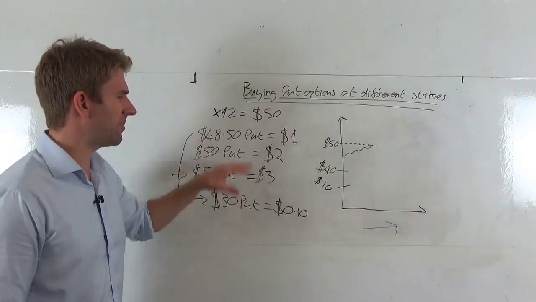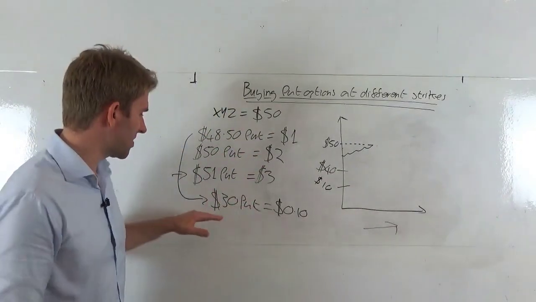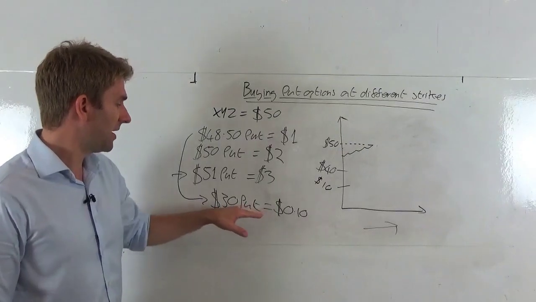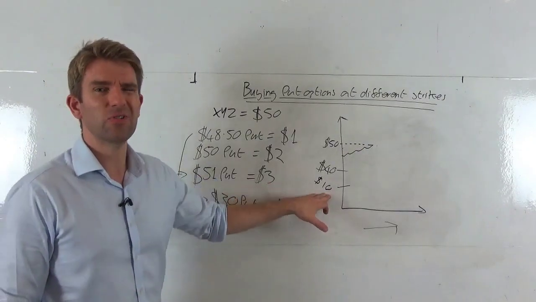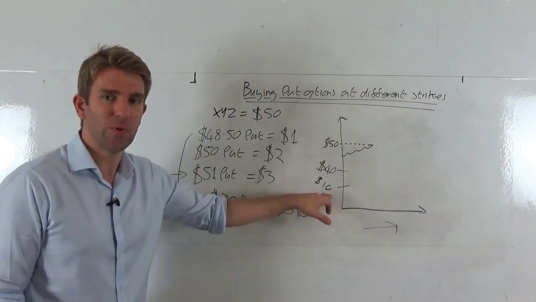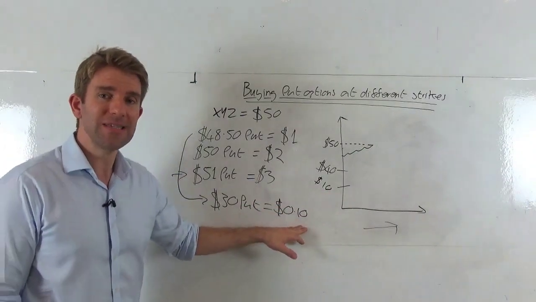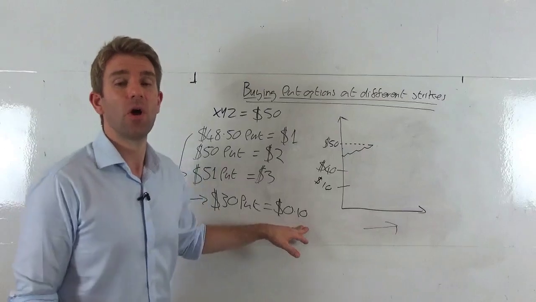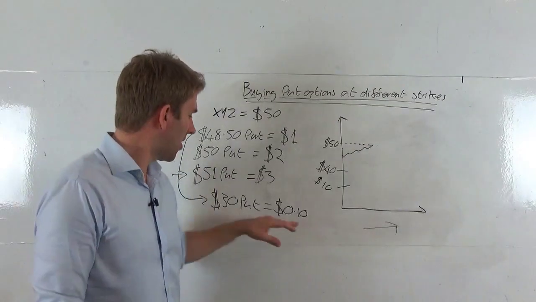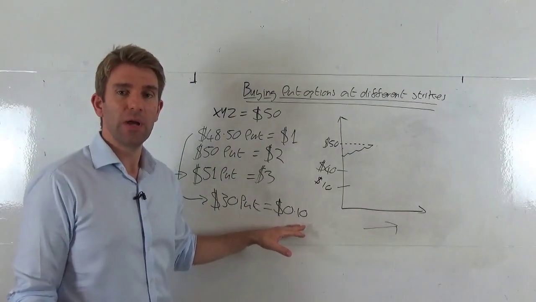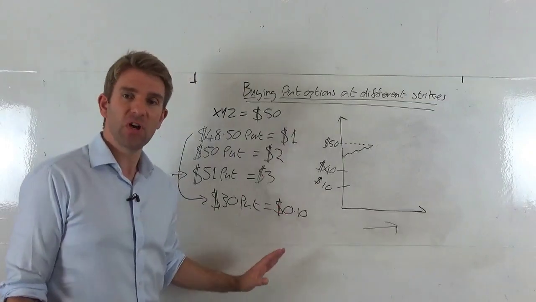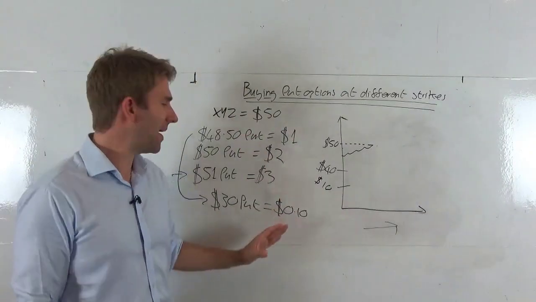We could do all the maths for that, but we don't need to. But what I'm interested in is this one. This $30 put, if that price goes down to $10, we've only got $20 worth of value in that option. And we only paid 10 cents for that thing. $19.90 worth of profit per option. So that percentage return is huge on what we paid for it.